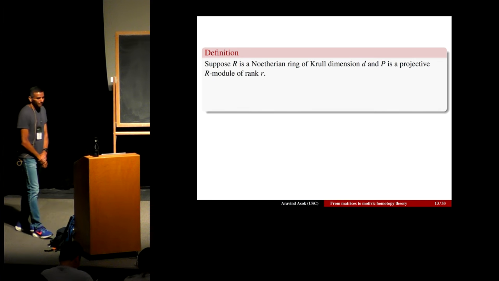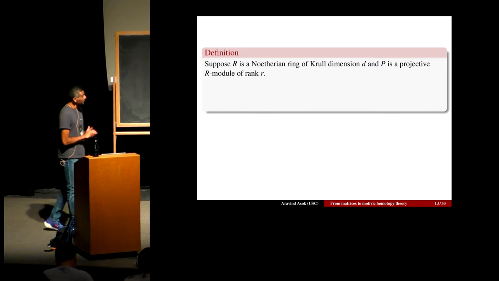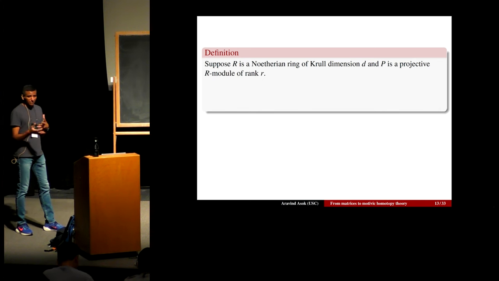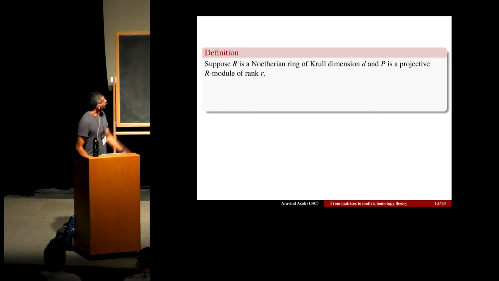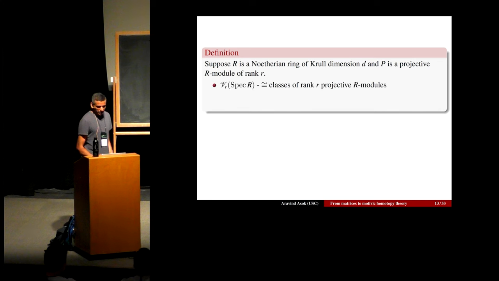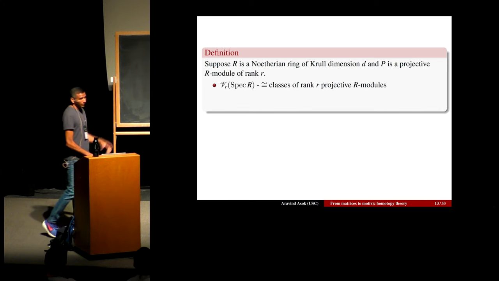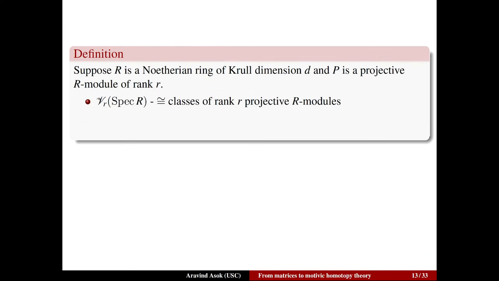Okay, so if projective modules are like vector bundles, then when I have some dimension hypotheses, I can try to formulate the same kinds of questions that I wrote before. So suppose I have a Noetherian ring with some dimension d, and I have a projective module of rank r. And as before, let me write V_r for the set of isomorphism classes of rank r projectives, or equivalently rank r vector bundles. And as before, I'll talk about the co-rank.